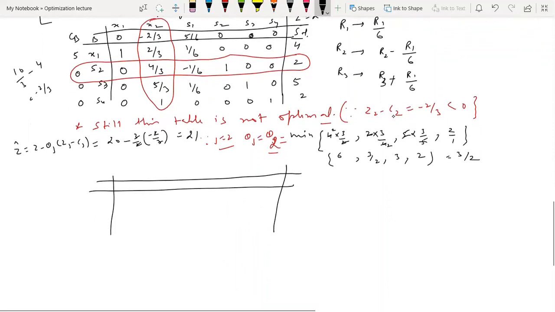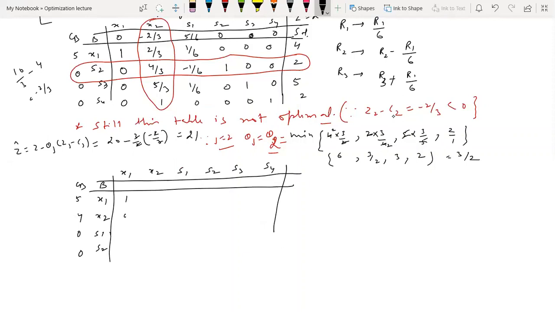Okay. So what are my bases then? So it will be x1, x2, s1, s2, and my CB is 5, 4, 0, 0. These are my basic variables: x1, x2, s1, s2, s3, s4. Okay. Because x1 is already in the basis. Okay. So let's write again the row operation.